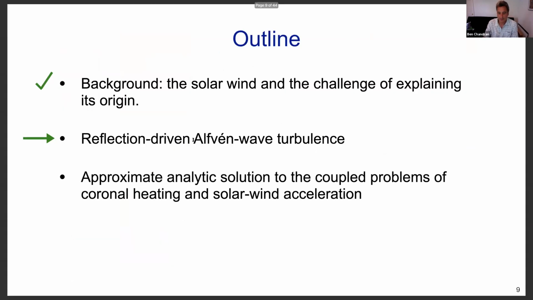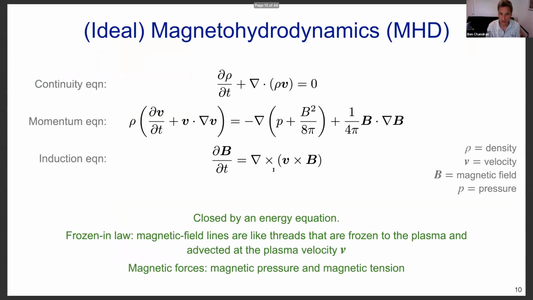So I'll start with a theoretical model for waves in plasmas. The one I'm going to use is ideal magnetohydrodynamics, or MHD. Three of the equations of ideal MHD are shown here in this slide. The variables are rho, the density, v, the velocity, B, the magnetic field, and p, the pressure. That top equation is the continuity equation, which expresses conservation of mass. The second equation is the momentum equation, which is basically Newton's second law for a plasma.